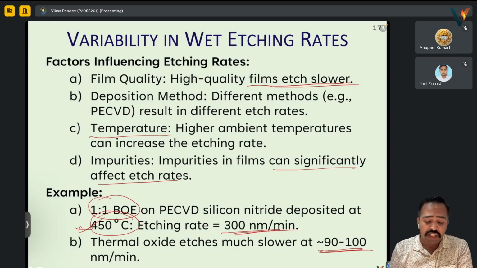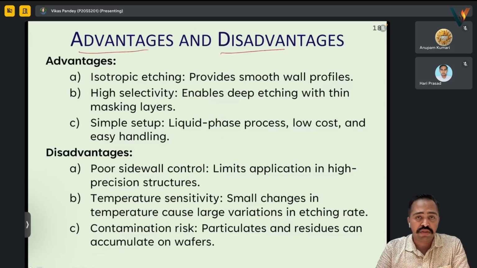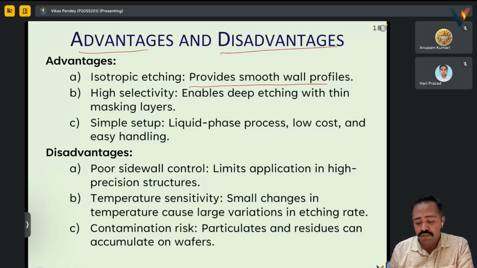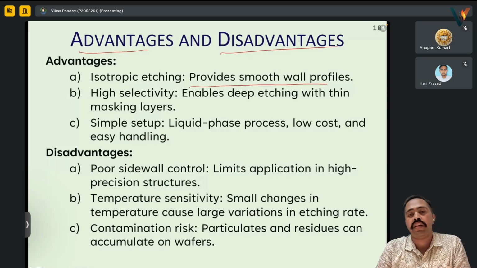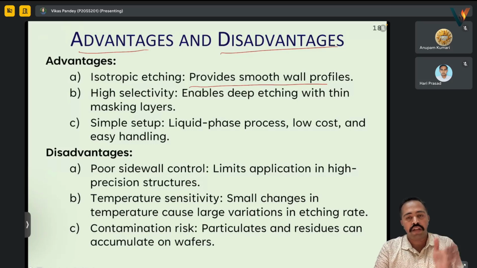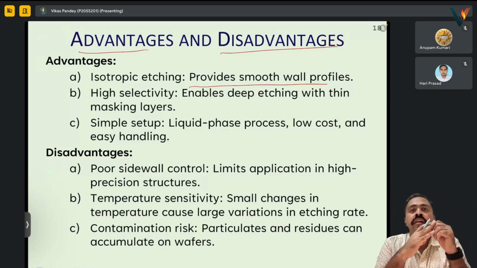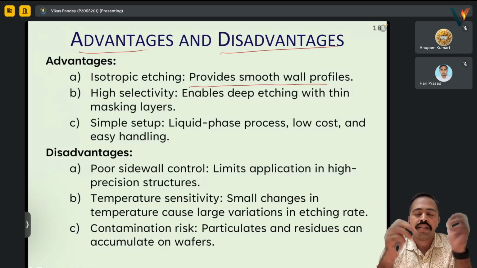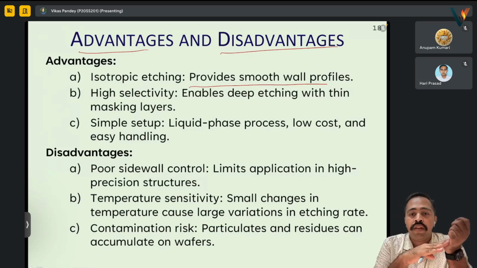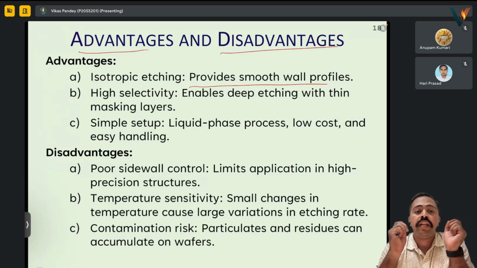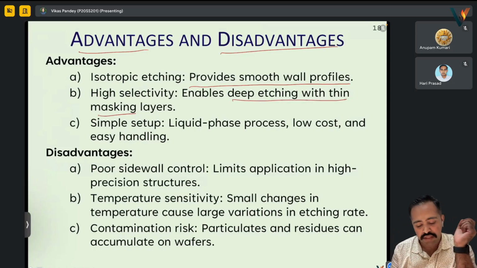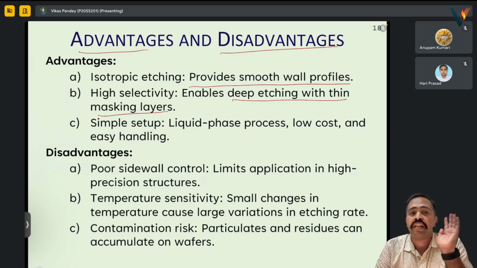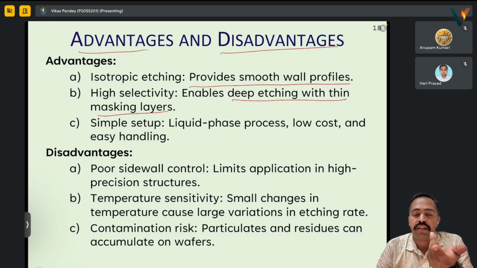Now, what are the advantages and disadvantages associated with wet etching process? Advantage is it provides smooth wall profile since it is isotropic etching. The wall that we want, that will not be rough since it is etching out in all direction, chemically etching. We will get a smooth wall, and we can achieve deep etching with thin masking layer since chemicals are highly selective in nature. They don't react with any material.